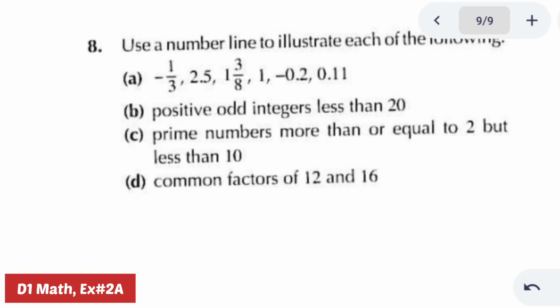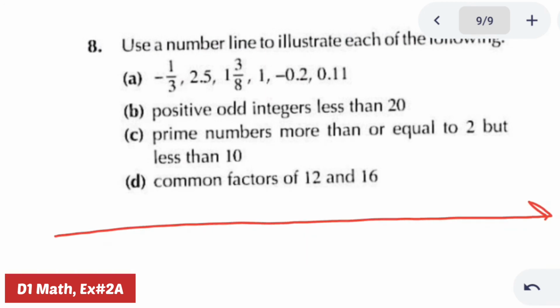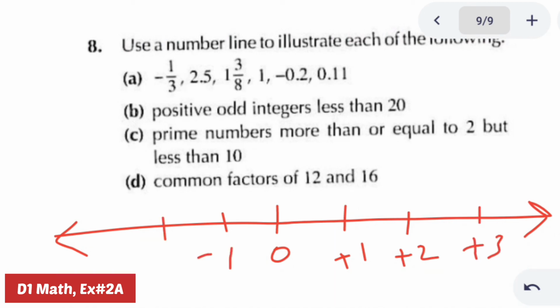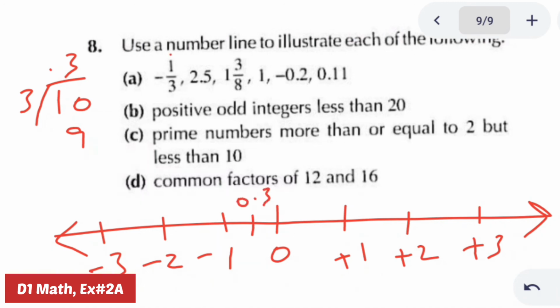The 8th question of this exercise is asking us to use a number line to illustrate each of the following. So first we have to write down a number line, and now we have to arrange these numbers as we have done in the previous part. So it is very easy. First of all 1 over 3, so 3 3s are 9, this will be about 0.3, the first part.